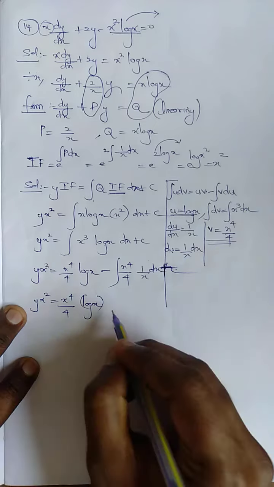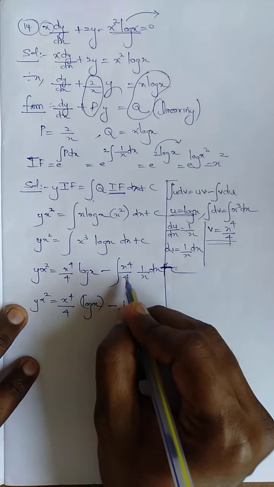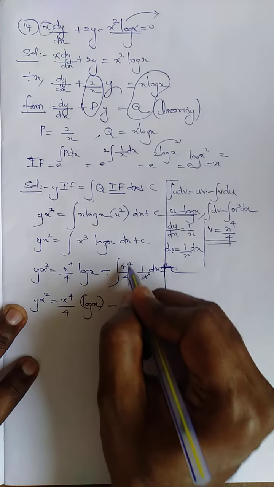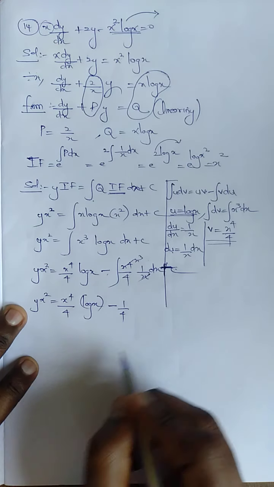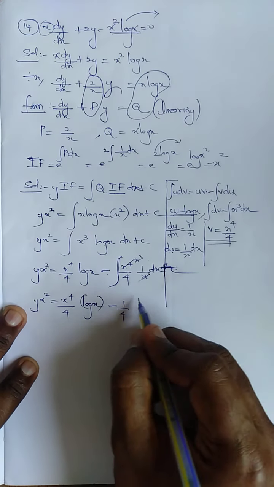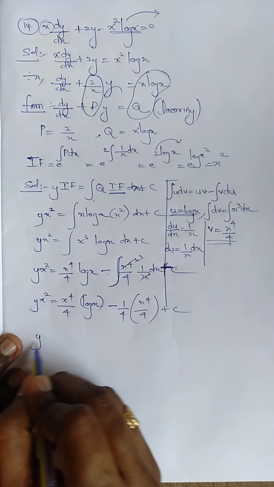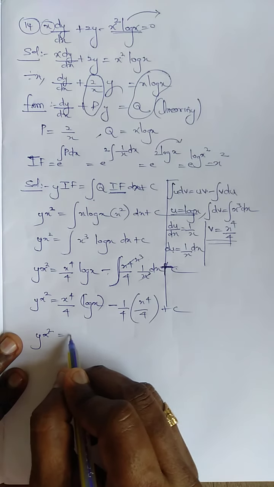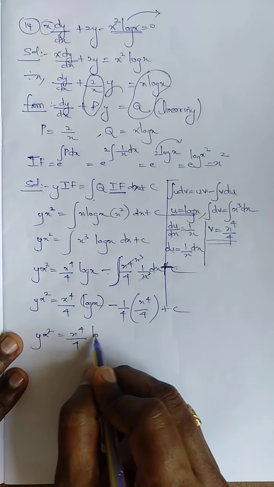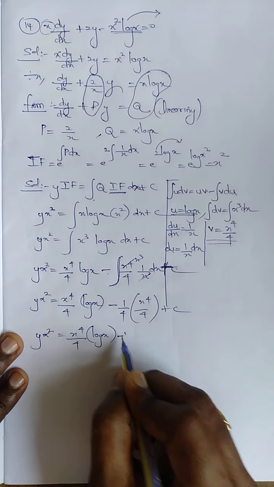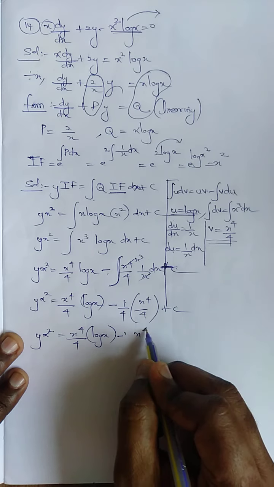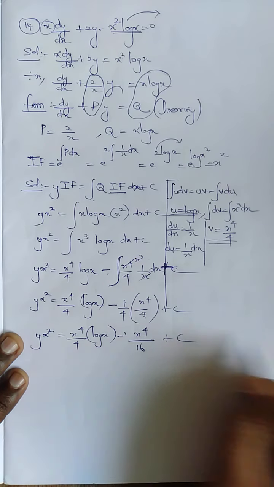Put a bracket, no problem. Minus, 1 by 4 is a constant, put it outside. X becomes x cube. X cube integration is nothing but x power 4 by 4 plus c. Y x square is equal to x power 4 by 4 into log x minus 1 into x power 4 by, 4 fours are 16, plus c.